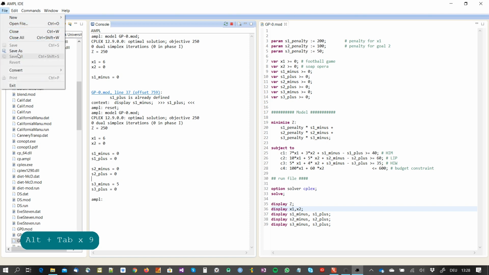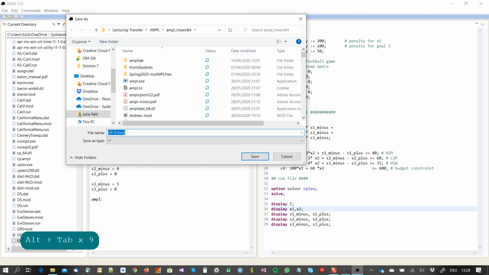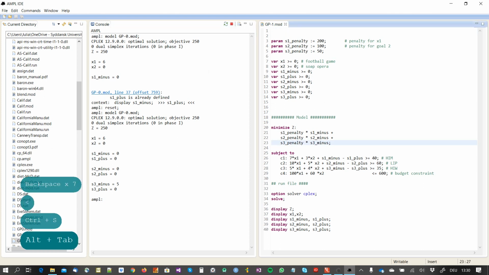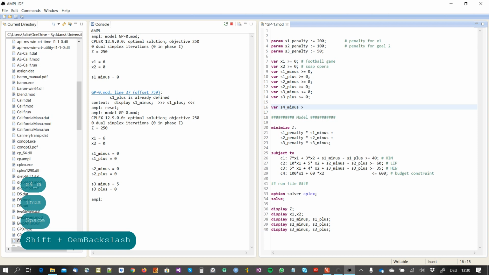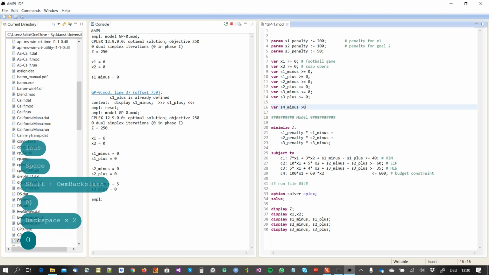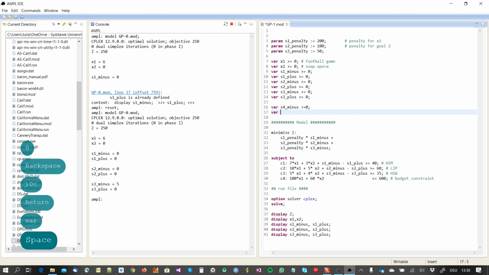So we take the same file and I save it as GP1. How to consider this modification in AMPL? We introduce the deviational variables for exceeding the budget constraint, or underscoring or overscoring it. So we introduce the S4 minus larger or equal to 0 and the S4 plus as well. And so we have the two variables given.